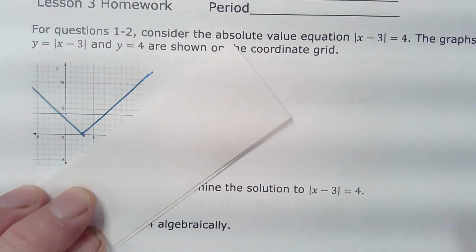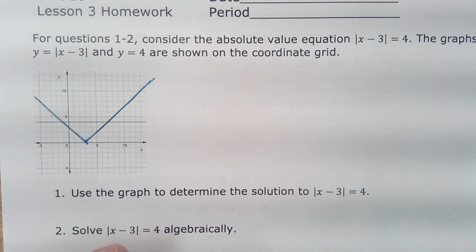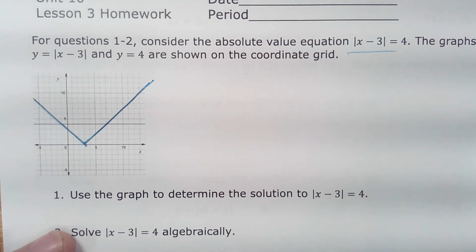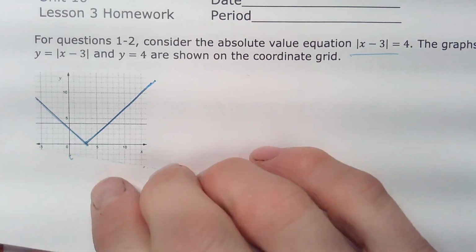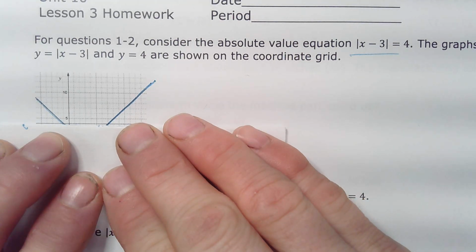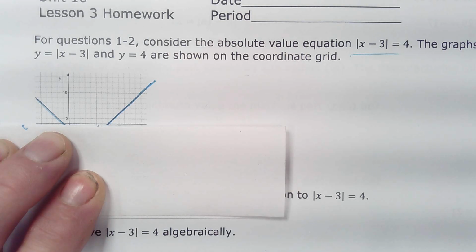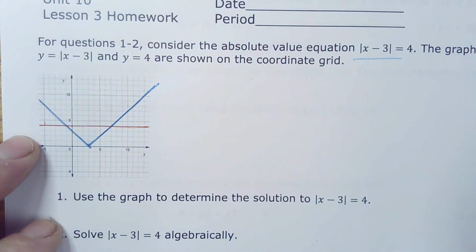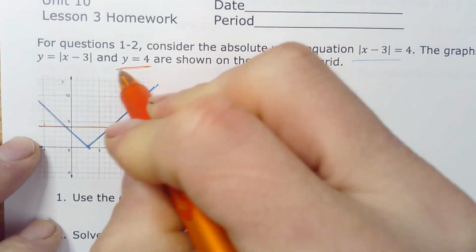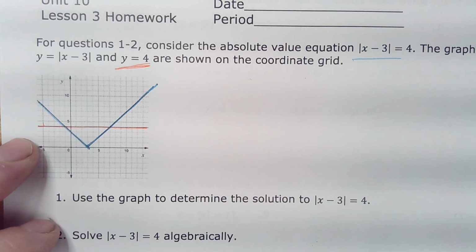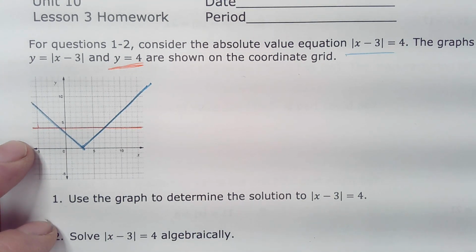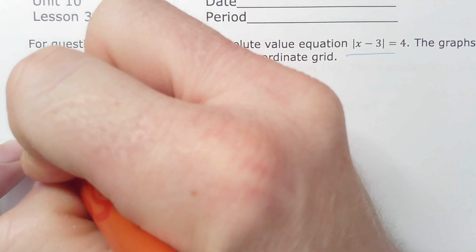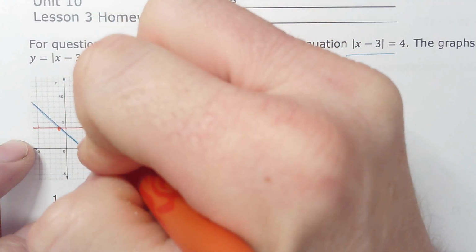Okay, so there's my function in blue, right? And then y equals 4 is right here. You can see this line y equals 4. It's orange. It's right there. All right, so that's my y equals 4. Right, and the solutions are where these two intersect. So like right here and right here.